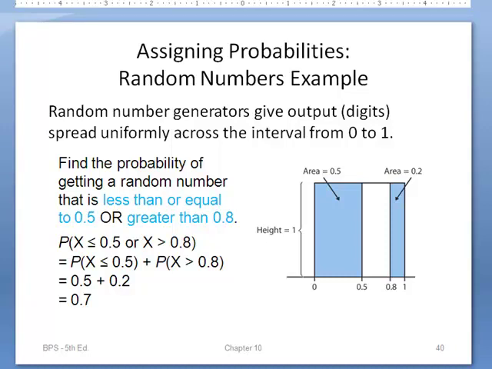Well, we just add the two probabilities we just figured out. Now it would equal 0.7.